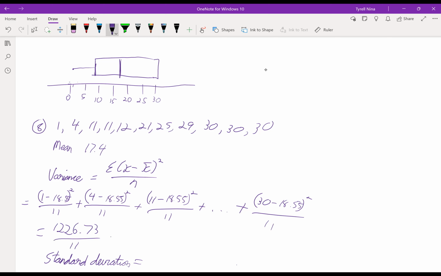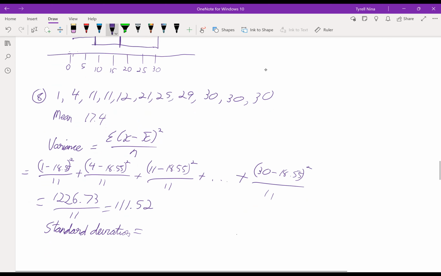So you're supposed to get 1226.73 over 11, which is 111.52, and the standard deviation is the square root of 111.52, which is 10.56.